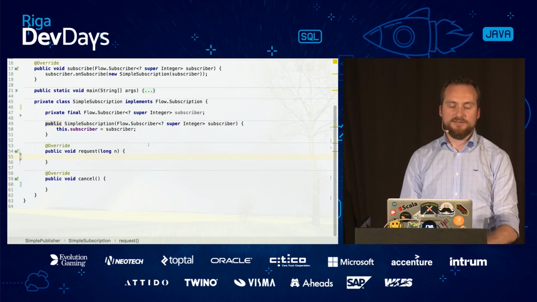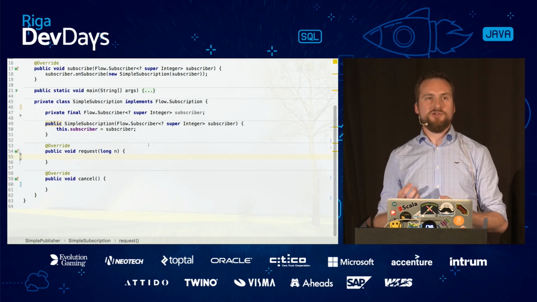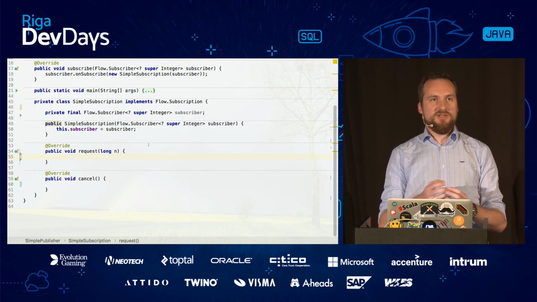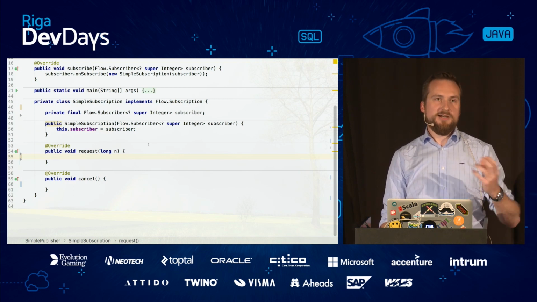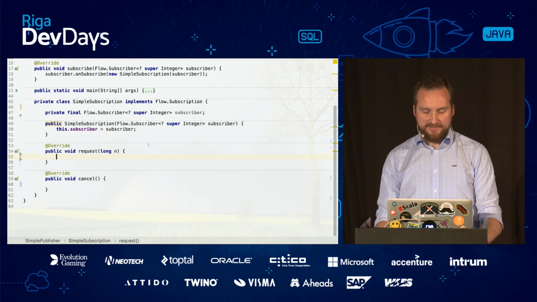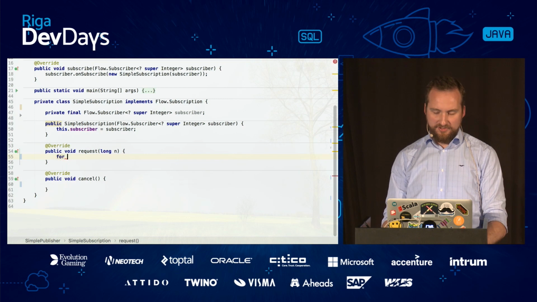Okay, so now we are in a situation where a number of elements was requested. So we are expected to emit this number of elements downstream to the subscriber. So the initial idea that I'm going to start with is just to create a for loop.